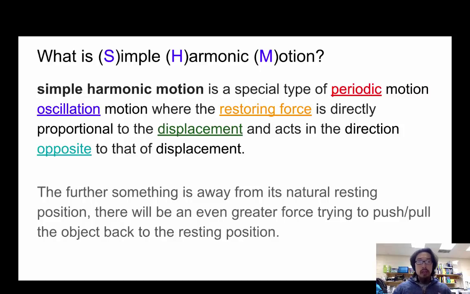Simple harmonic motion is a very special type of periodic motion. Periodic means that it happens, you can count on it to happen, and it's an oscillatory motion.